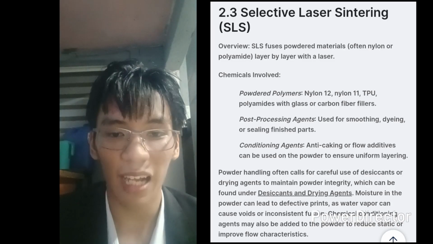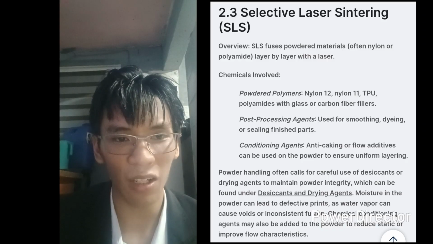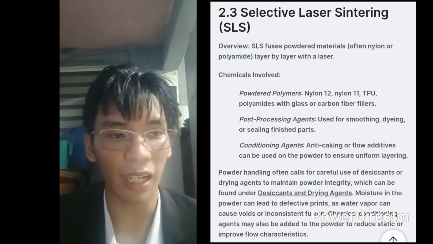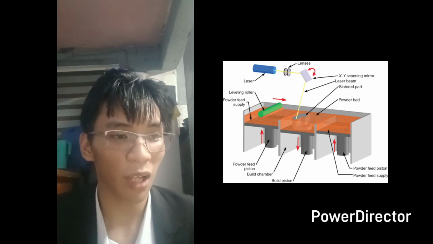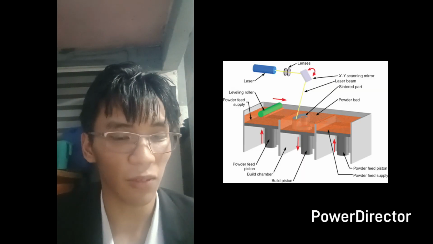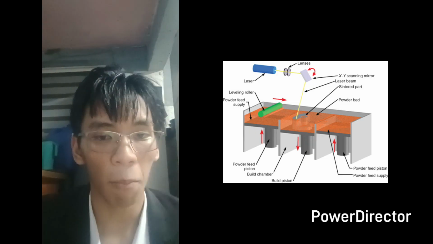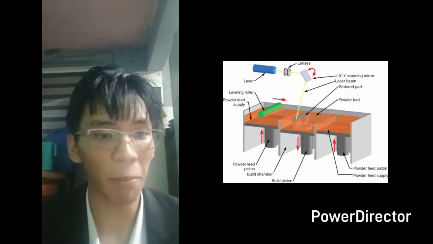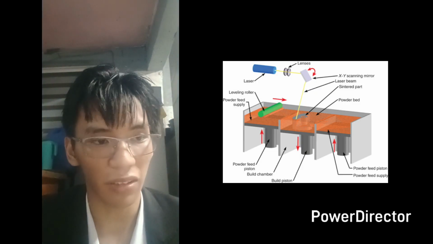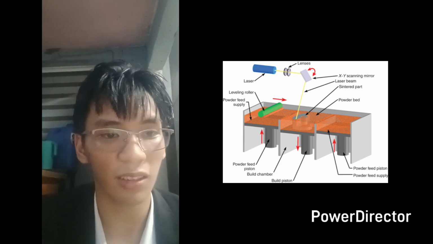The third being SLS or selective laser sintering. SLS fuses powdered materials, often nylon or polyamide or other materials, layer by layer with a laser. Similarly to the other previously mentioned processes of 3D printing, this is done repeatedly until the whole object is created. Moisture or added extremities or other materials that might be added in the powder can lead to defective prints, as water vapor can cause voids or inconsistent fusion between the materials.